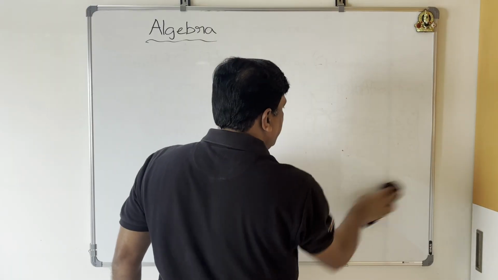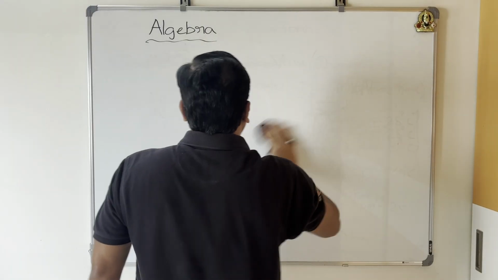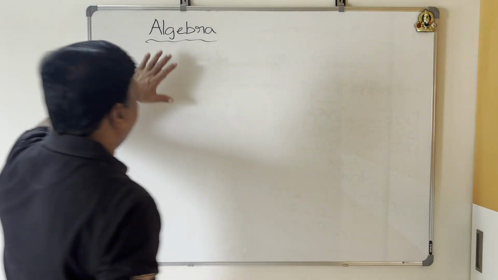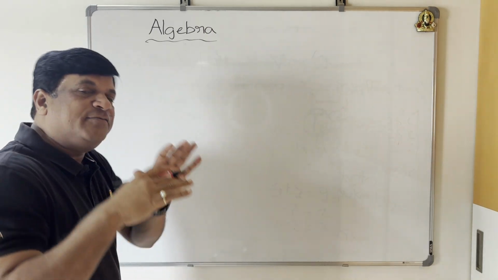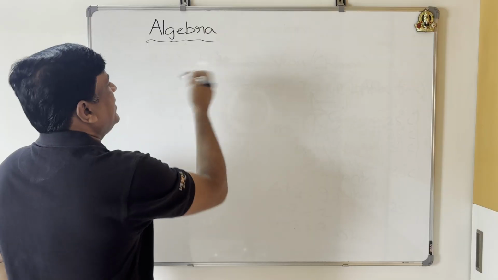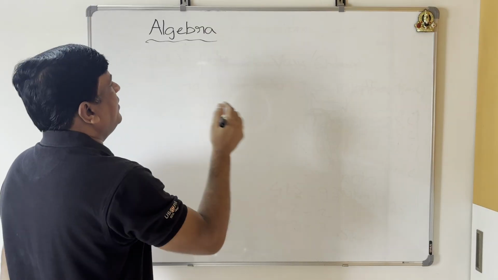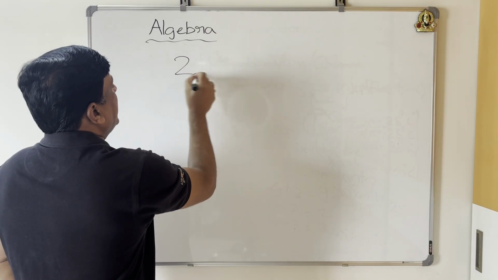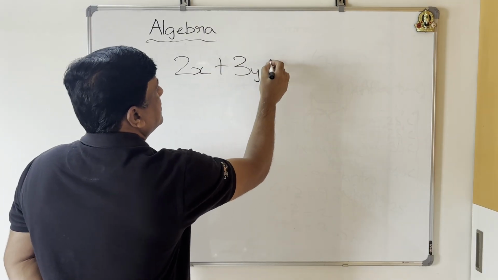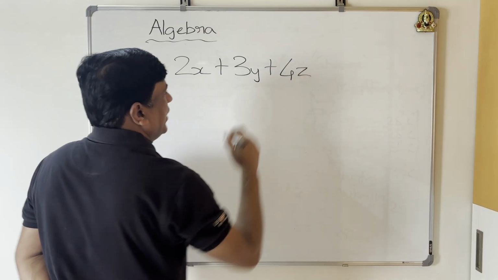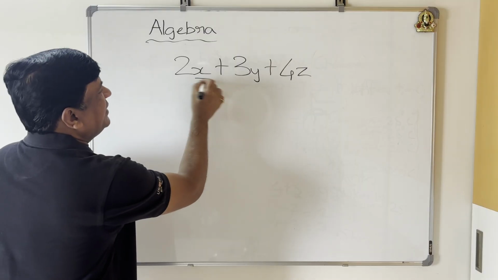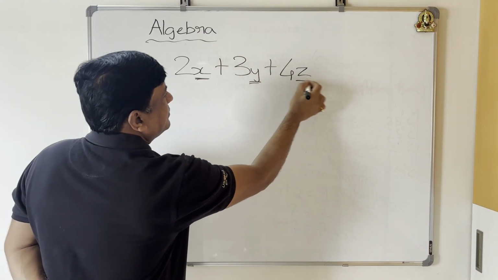So going forward, as and when you keep going to higher classes, you are going to do a lot of algebra. And this is where algebra deals with constants plus variables. Constants plus variables. For example, if I want to write an equation like this, look at it. Okay, so now in this particular case there are three variables.